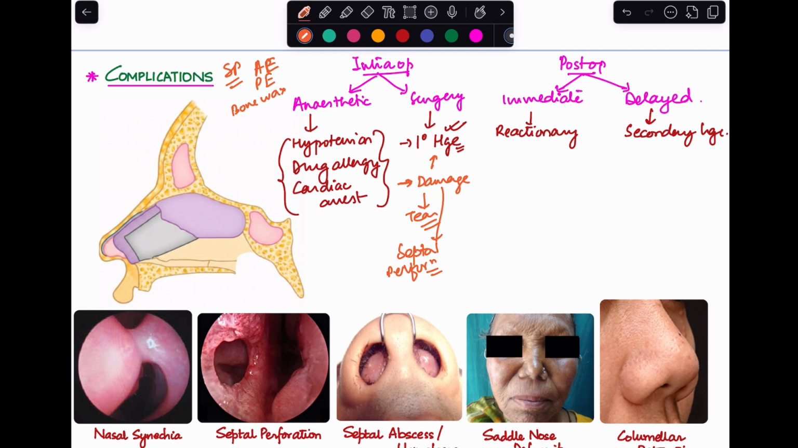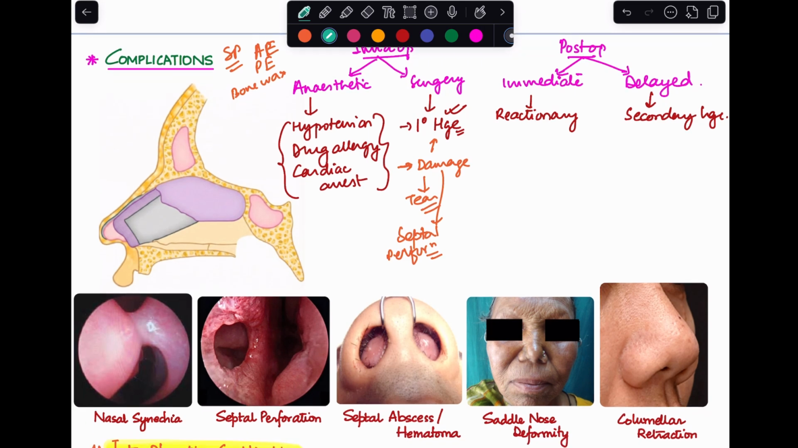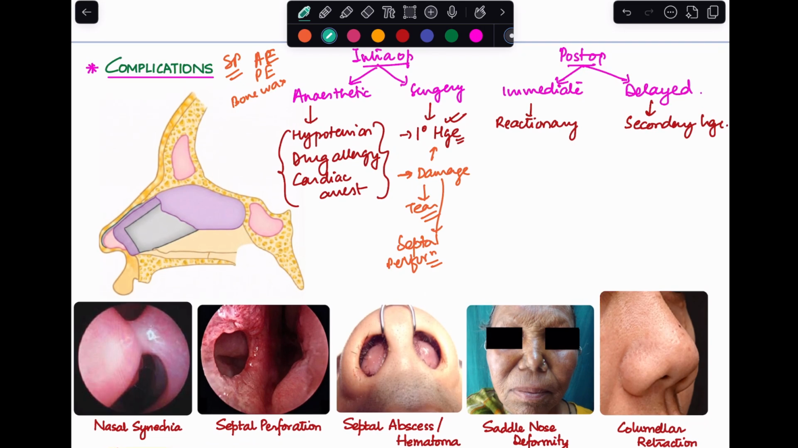That is a very crucial step in septoplasty when you are elevating the mucoperichondrial as well as the periosteal flaps. So these are the different intraoperative complications that you can see, some due to anesthesia and some due to the surgery itself. Next, let's discuss the different postoperative complications.